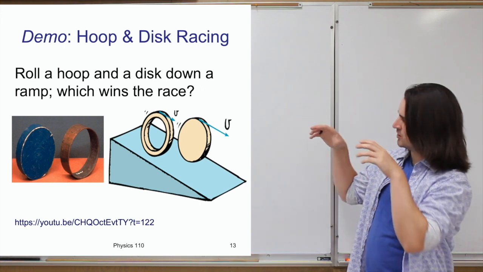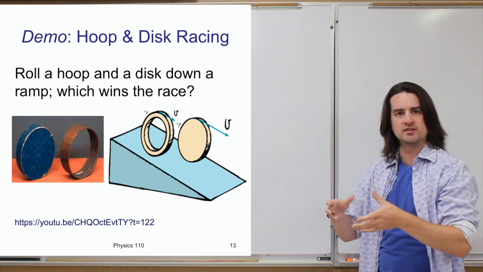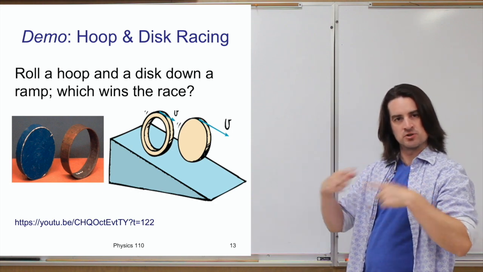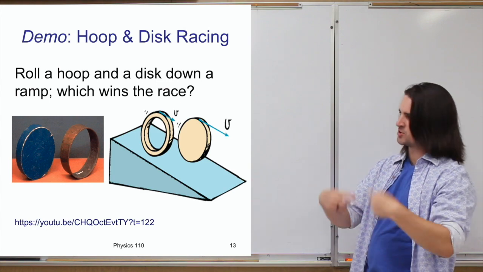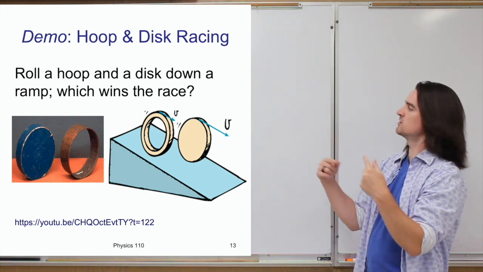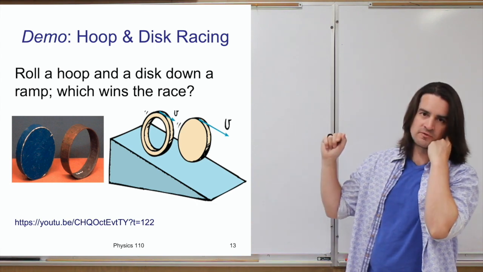So if you were to put these two objects on an incline and let them go, they're going to start rolling, right? So they're going to start rotating, and they're rotating about the center of the disc, each of the axis to the center of the disc. And the question is, which one's going to roll faster?